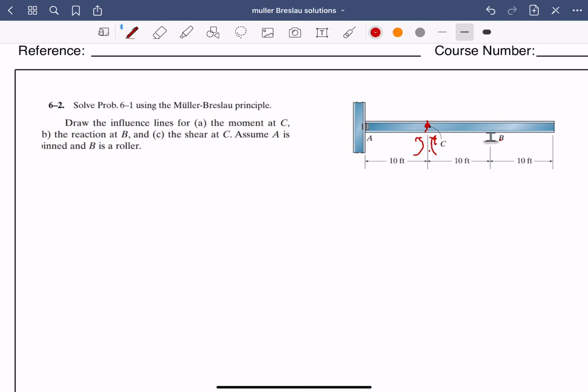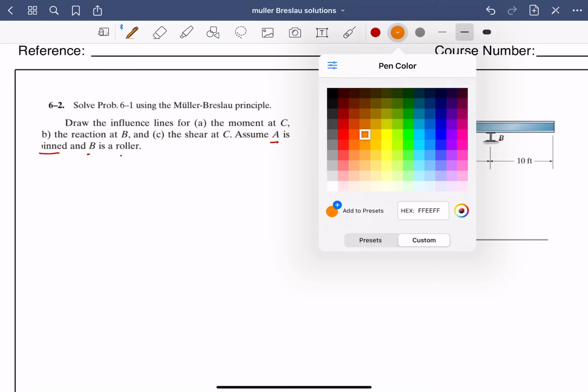Now this is pinned. I think it's pinned. Let's see. A is pinned, B is roller. Good. So that means that if we were to take that and push it up, let's kind of redraw. Let me try as a gray line. Okay. Solve in black.